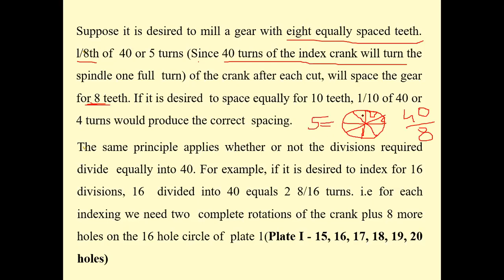So what we need to do? After every cutting of a tooth, you need to rotate the indexing crank 5 complete turns, right? If you make 5 complete turns, what happens? 5 teeth of the worm wheel move. So out of 40 teeth, 5 teeth are moving, right? So when 5 teeth move, then the workpiece is indexed by that particular distance.